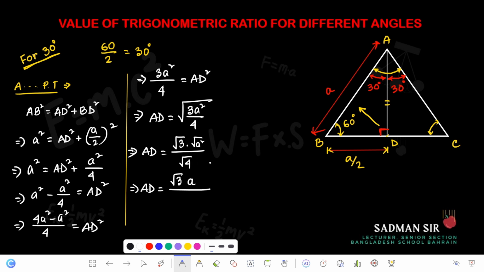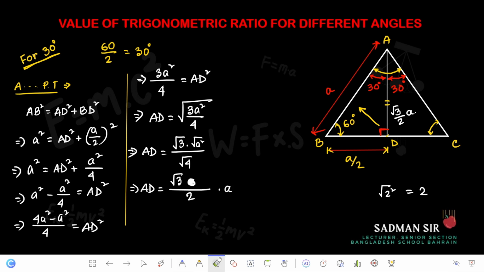Now root 4, if you write it in the calculator, you know that you will get 2, right? But some people might have difficulty understanding, so for them I need to show that this 4 can be written as actually 2 square. So the root and square will cancel each other and it will become 2. So that is the length of AD. Let us write it here, root 3 by 2 into A. This A can be written here also, or if I don't want to write here, I can write there. It's your wish, no problem. In both cases it means the same thing. So for now let it stay here.